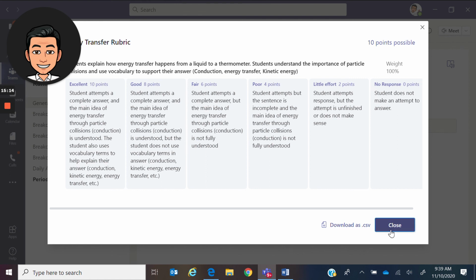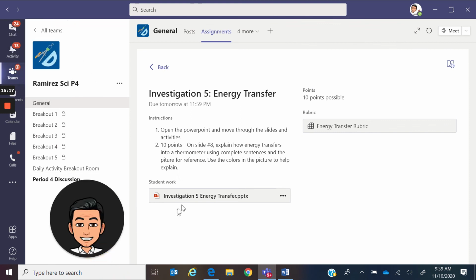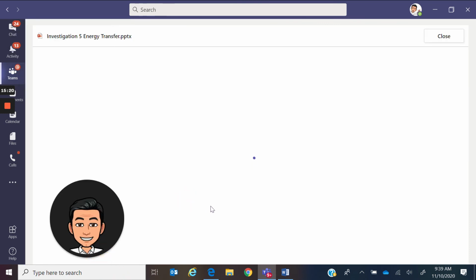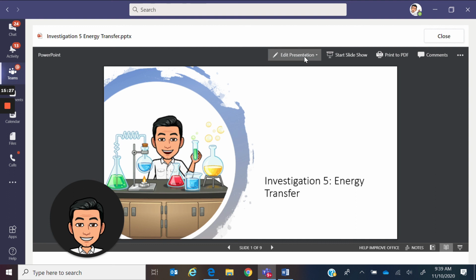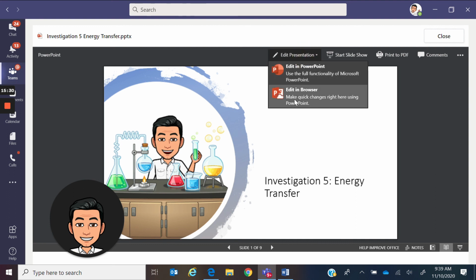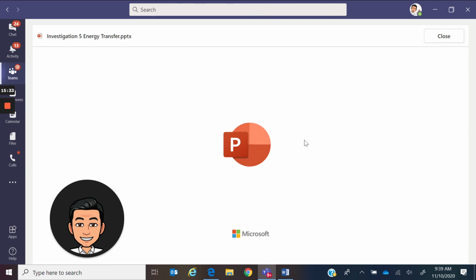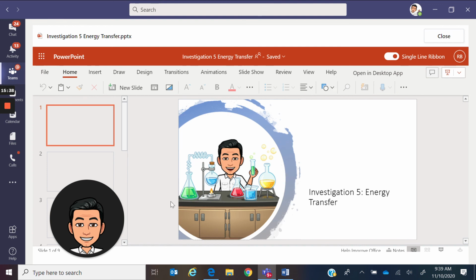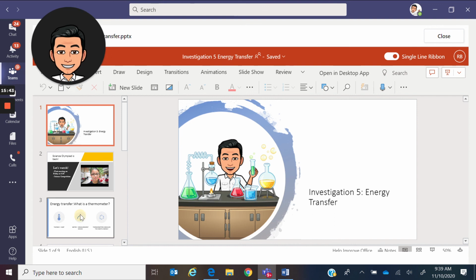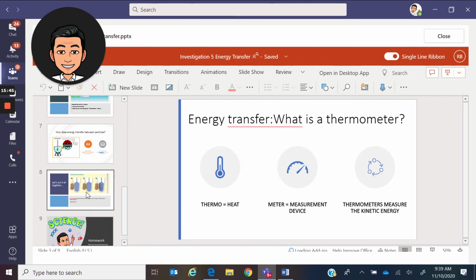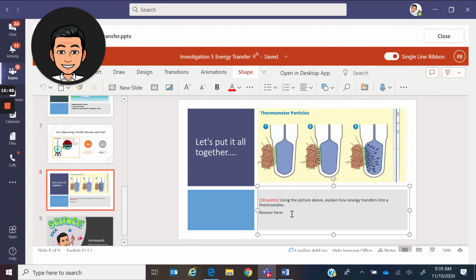Make sure you add that into your answer, and once again, the way you answer that is on your PowerPoint slide here. So when you click on it, you can edit your document directly in Teams. So we click Edit Presentation, and we're just going to edit in Browser. And that will reload your PowerPoint so that you're able to type in it. Some of you are able to type right in immediately. Some of us have to click on that. So now we want to go down to slide 8, as mentioned before, because that's where our question is. And then we just double click. And so you're able to type your answer here.